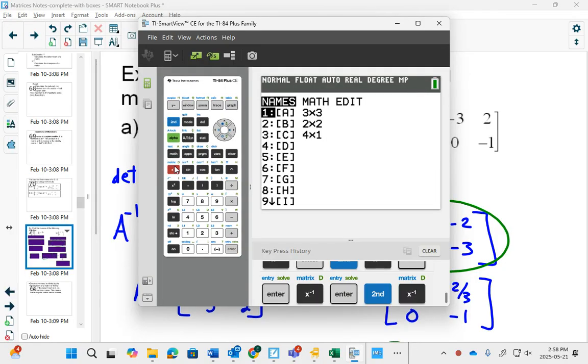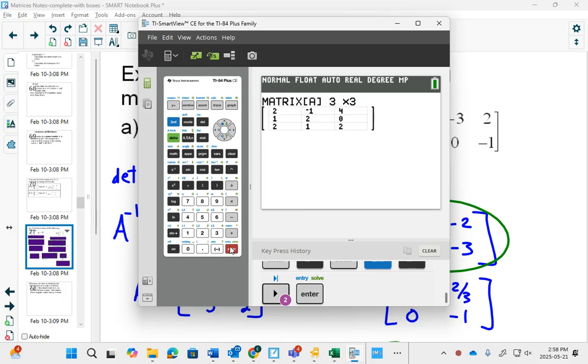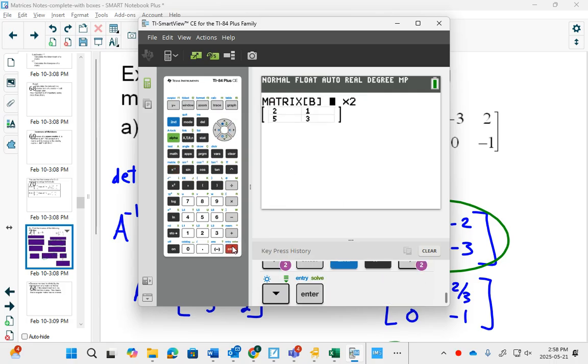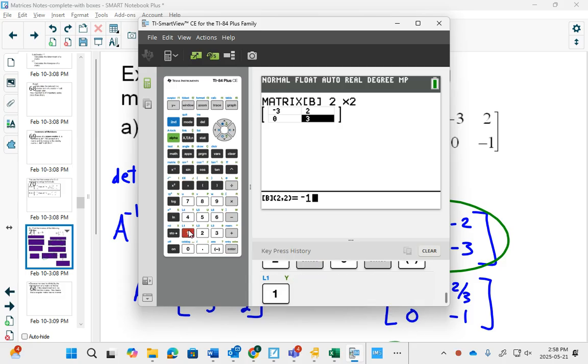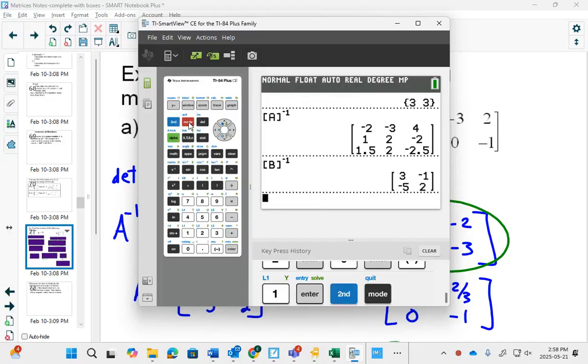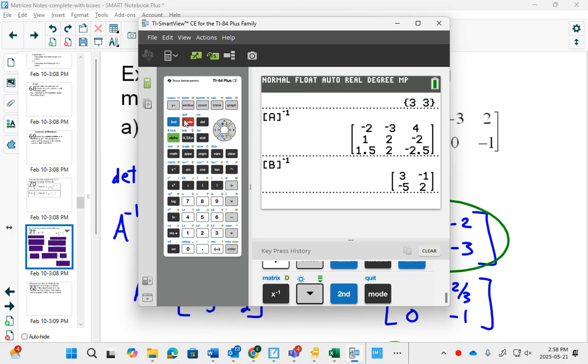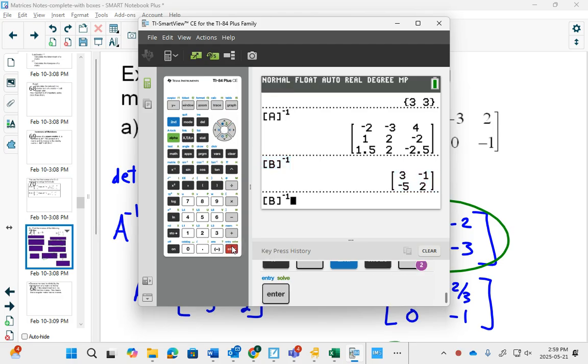Second matrix, going to go edit. I'll do B again, because it's already a 2 by 2. And then -3, 2, 0, -1. Make sure if you're using negatives, you're using the actual negative sign. And if I do second quit, and I go second matrix, and I take B off, I'm just going to highlight this, and just highlight that from before to save myself time.